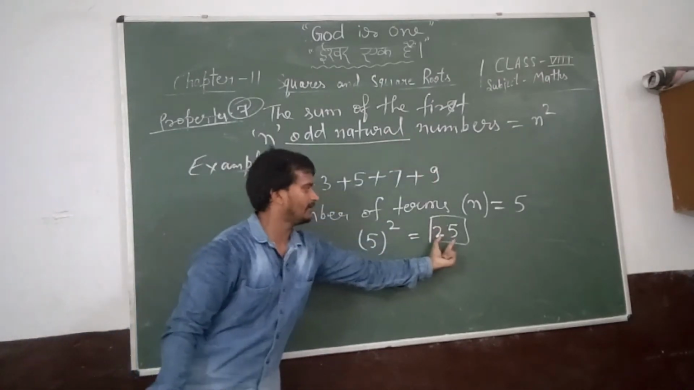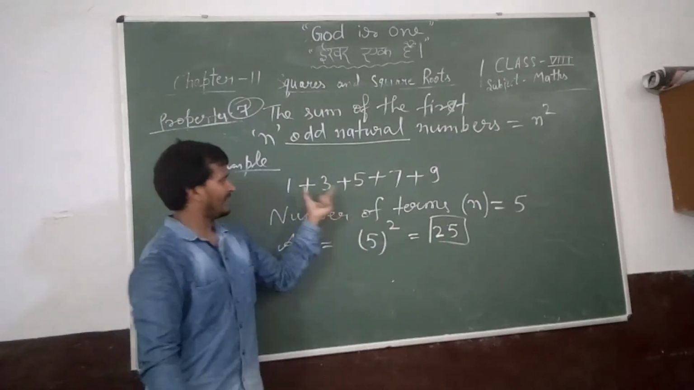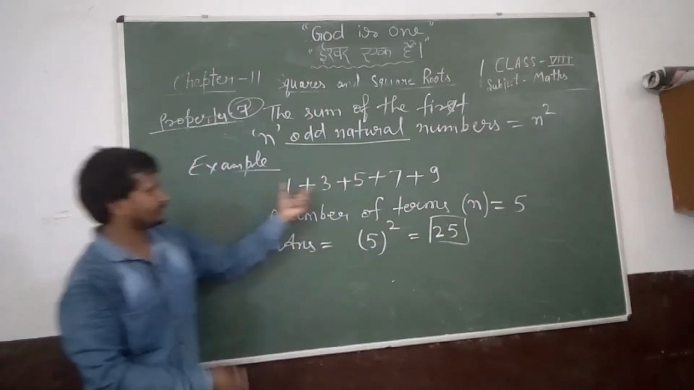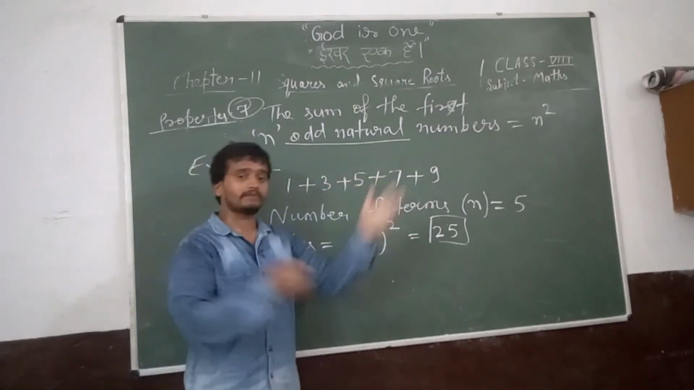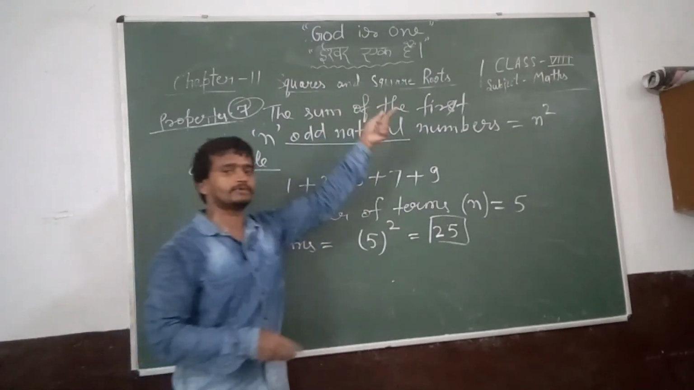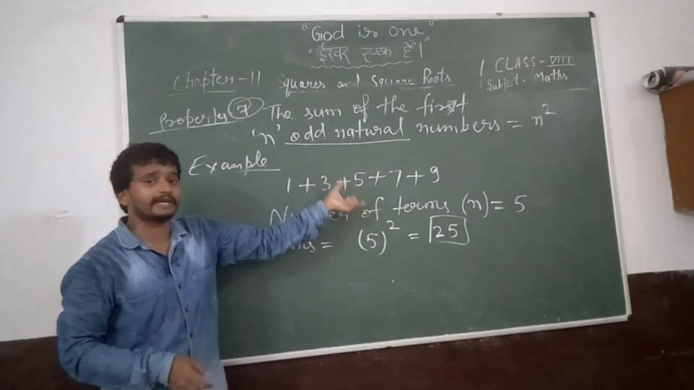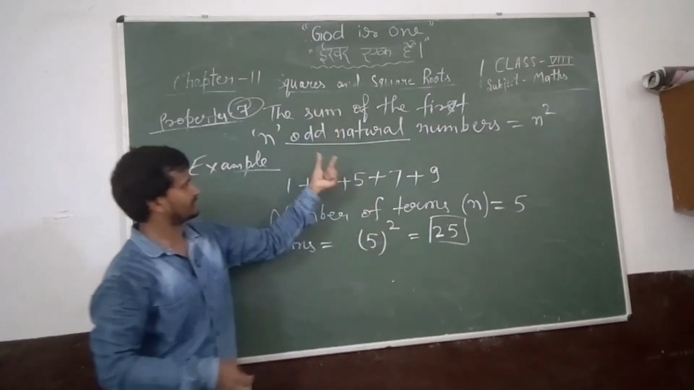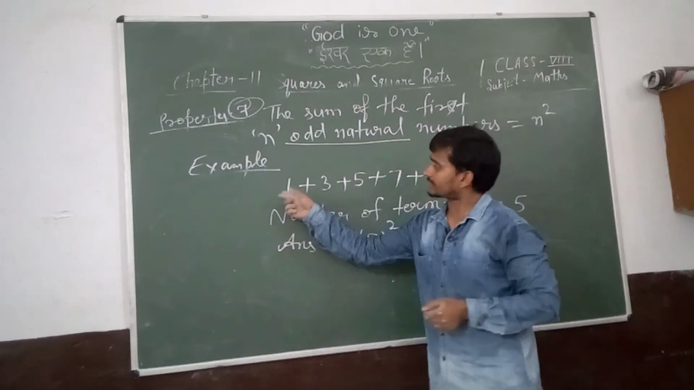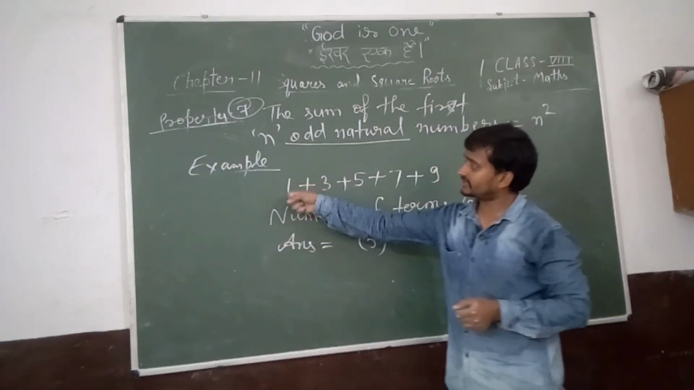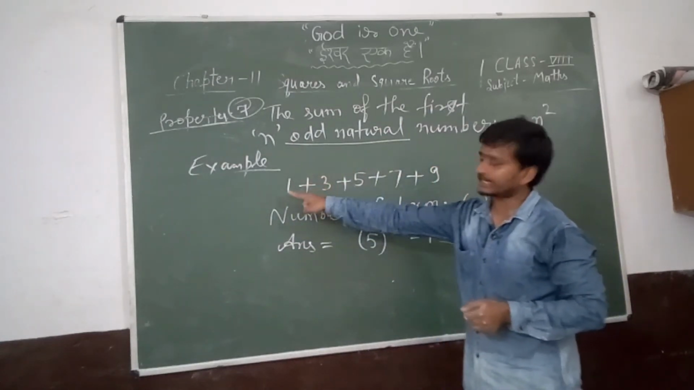You can also check: 3 plus 1 is 4, 4 plus 5 is 9, 9 plus 7 is 16, 16 plus 9 is 25. Since there are only 5 numbers, we can check this way. If the numbers are more, like 18, 19, 20, 21, then it is a time-taking process, so we use the property. One thing you should remember is that the series always starts from 1.